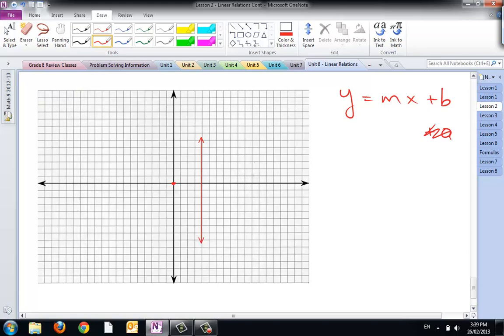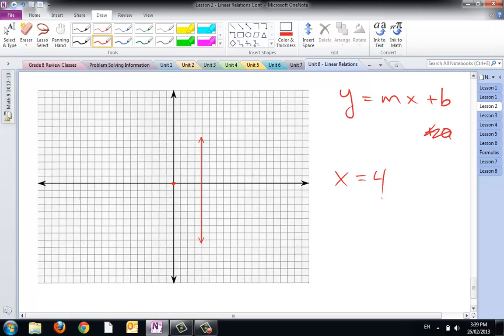I end up with a formula that looks very different, and I'm just going to cut to the chase here. Basically, in this case, x is equal to 4. That is the x-intercept value, because it's crossing the x-axis at 4. And there really is no other way to write this.